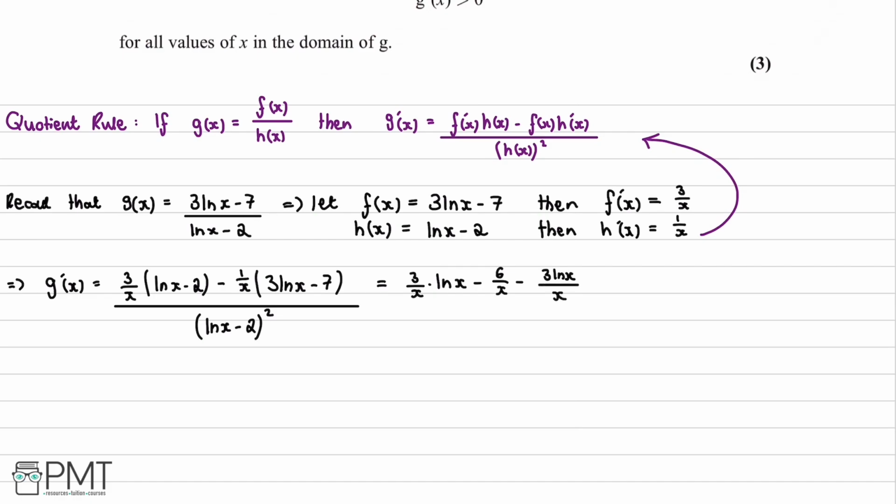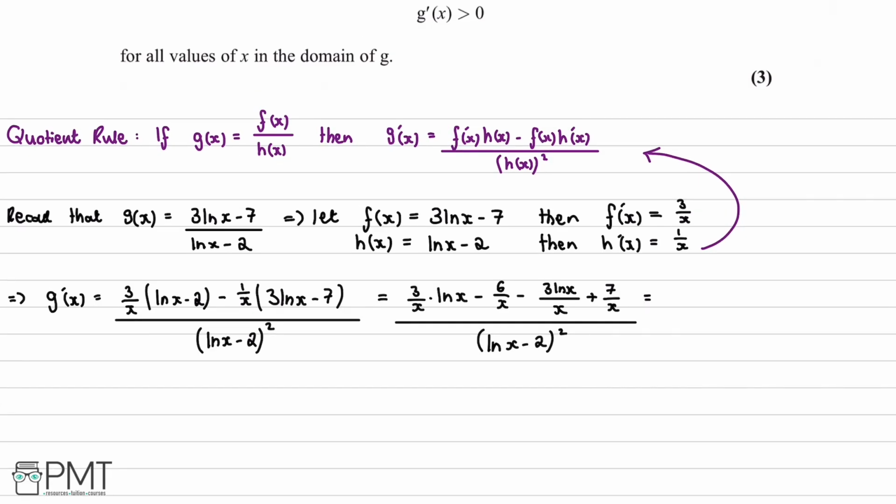And then we multiply negative 1 over x by negative 7, so we have a positive 7 over x. Then we've got to remember to divide this all by our denominator, which is ln x minus 2, all squared. So we're then going to slightly simplify this.